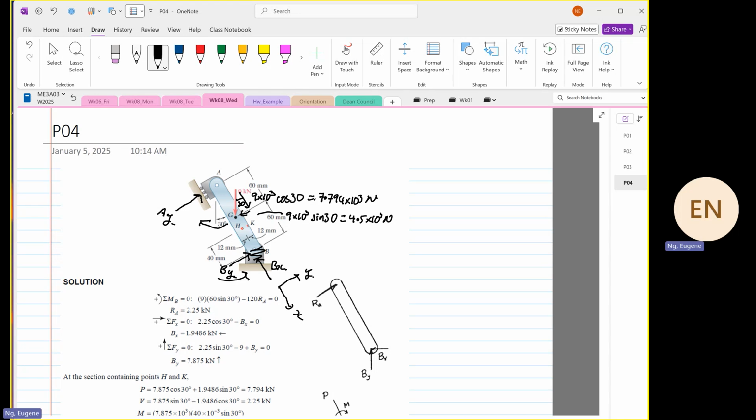Are we clear? You have to have confidence in drawing your free body diagram. Only when you have confidence sketching your free body diagram, then when a problem like this comes up, you say, easy.